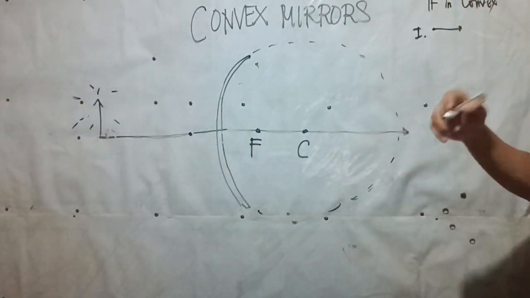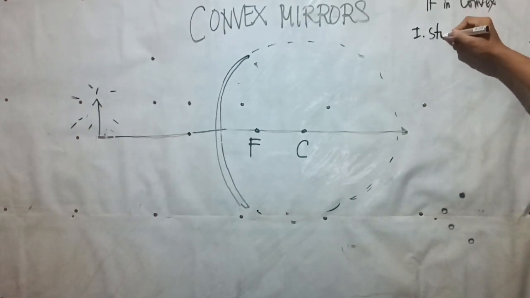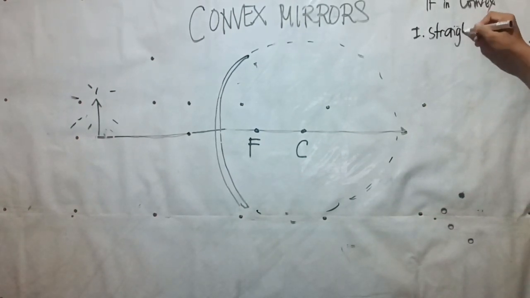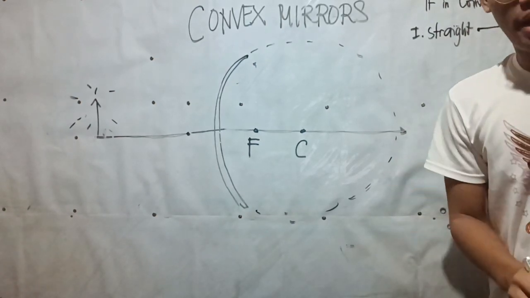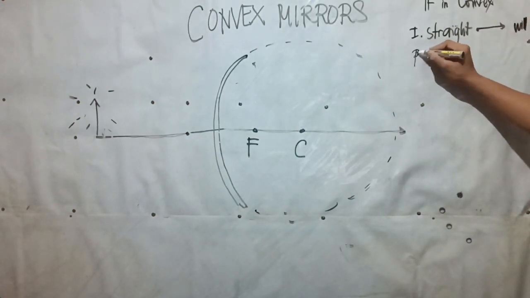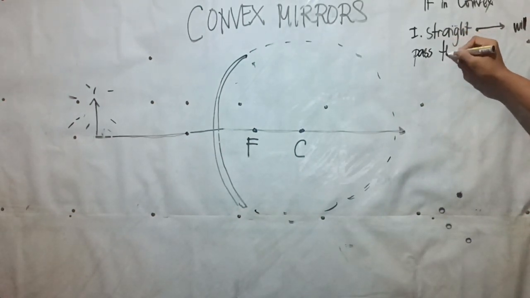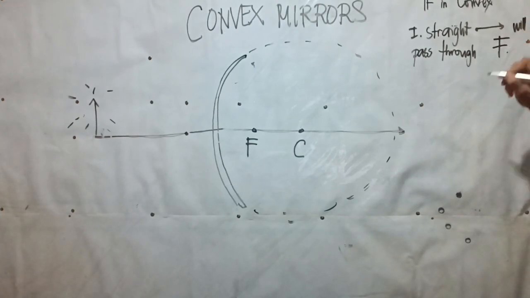So, straight rays will pass through the focal point, which is F.